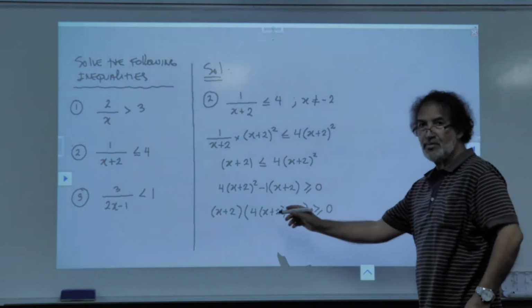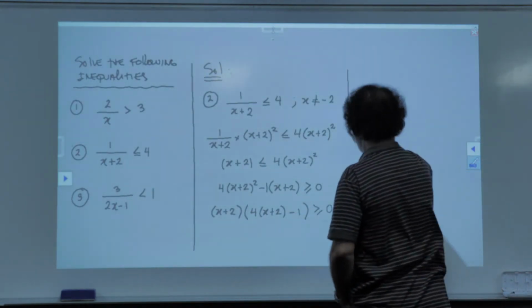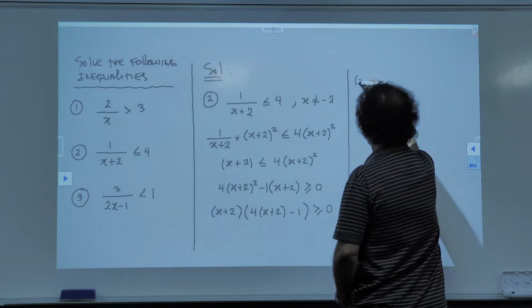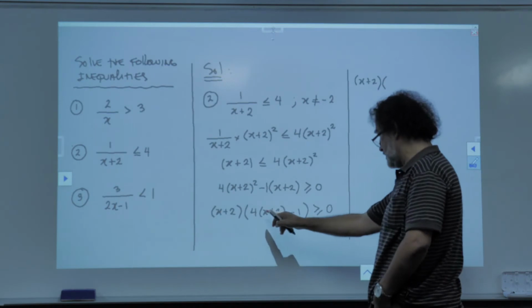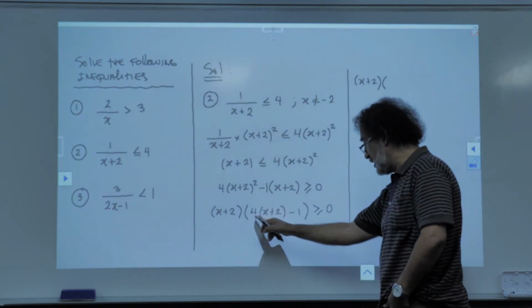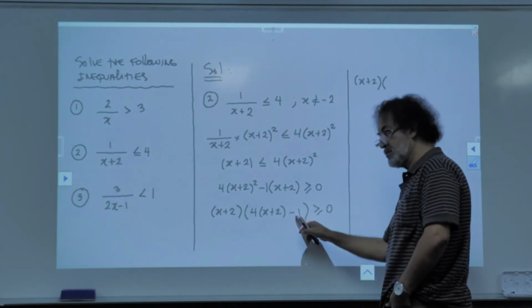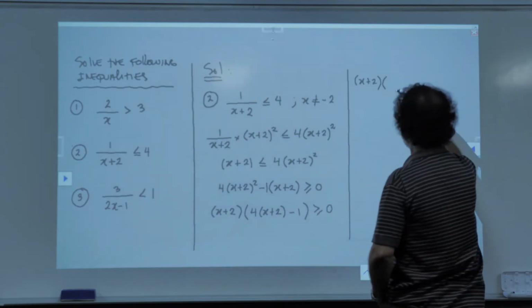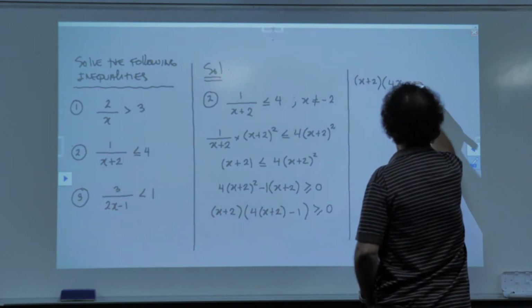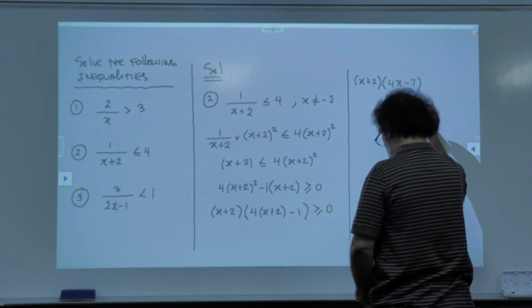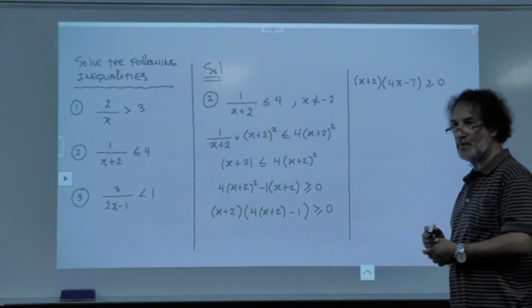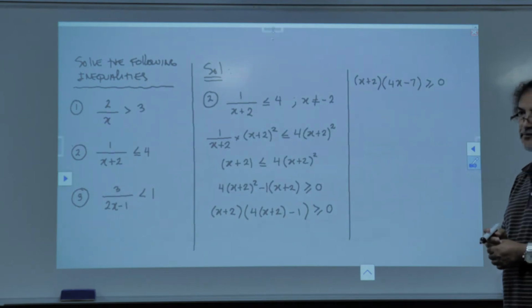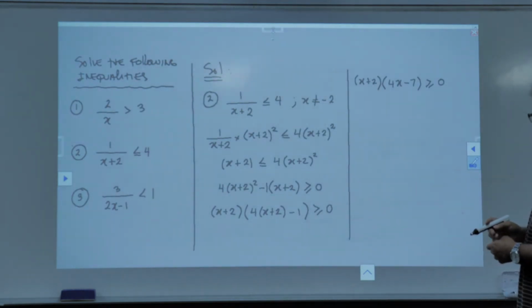Okay, and then we're going to simplify. So that means that we're going to have x plus 2, and then we're going to simplify this. So this is going to be 4x, and in here we're going to have 8 minus 1 is going to be 7. Okay, so it's going to be 4x minus 7, and that is greater than or equal to 0. Right?